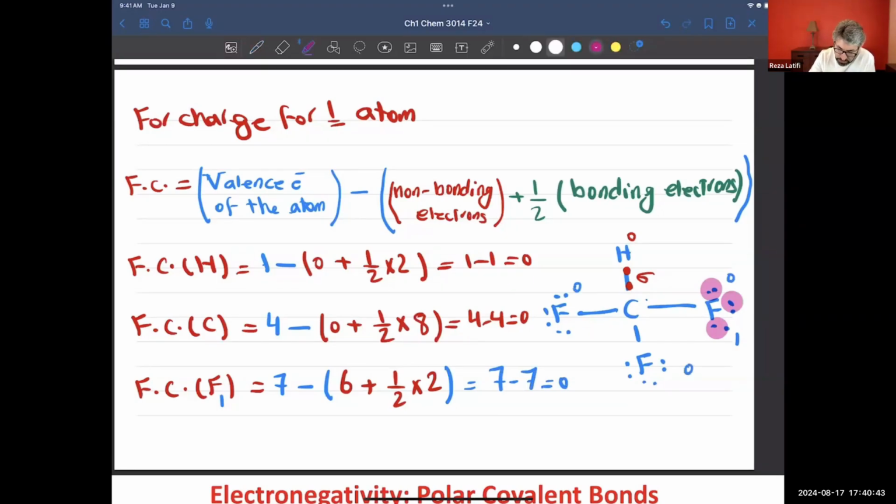If I add them, the answer is going to be equal to 0. And this is equal to the charge of CHF3. Remember, this molecule had no charge. So note, when we add all the formal charges to each other, the total charge must be equal to the charge of the molecule. Let me show you another method for finding formal charge.